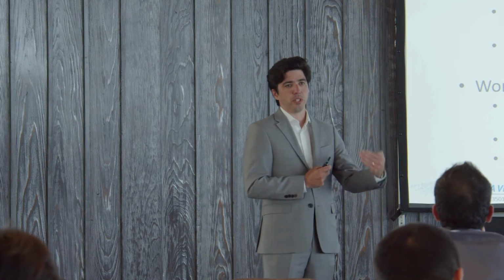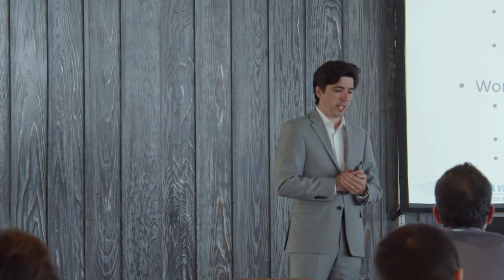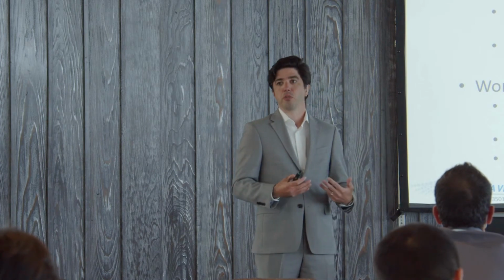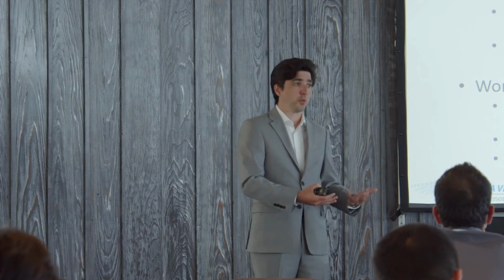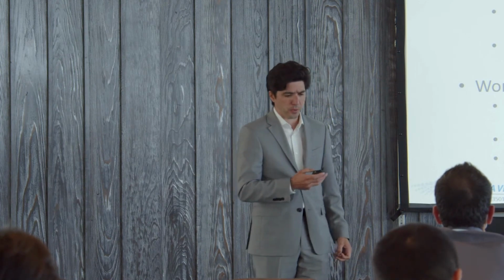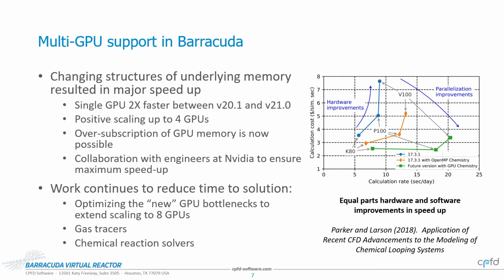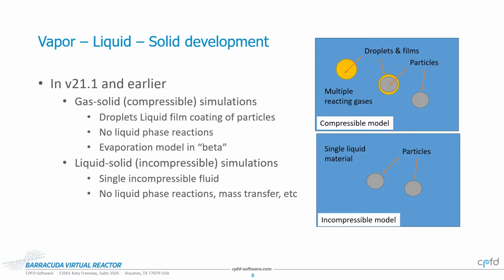We are trying to get beyond 4 GPUs in an efficient way, and that's something we're continuing to look at, along with some other parts of the code that have not gotten as much attention and weren't as important until now, when they're starting to stick out. Things like gas tracers, and we'll be continuing to look at the chemical reaction solvers, which are also starting to stick out. So that was just the perspective I wanted to add on the GPUs, and now I'll switch over to the vapor liquid solid development.